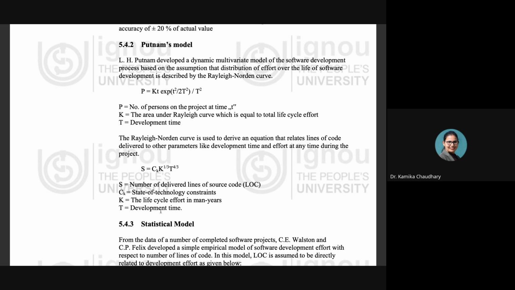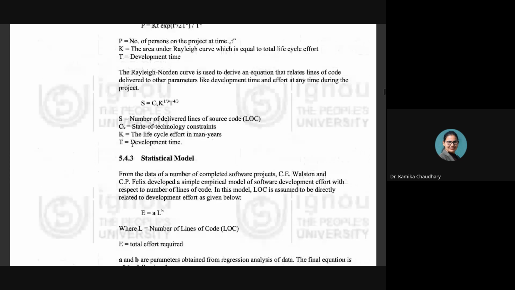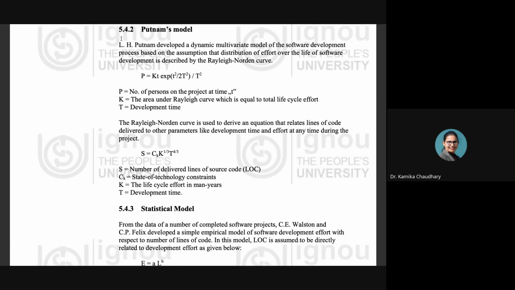All these are basically equation-based models, which you can read or discuss yourselves, or even if you ask me, I'll read them for you. This Putnam model is based on segregating the efforts over the overall development life cycle of any software. It distributes the effort and makes use of this Rayleigh-Norton curve, which is not given in this document. Basically, this curve is equal to the total life cycle efforts.